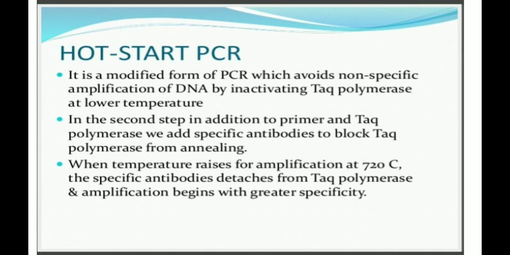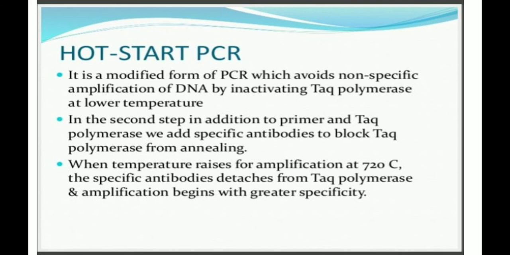म्हणजे ते काय करतात, ते अवॉइड करतात नॉन स्पेसिफिक ॲम्प्लिफिकेशन. Taq polymerase has a very important role, because it is useful to add the nucleotides to that primer, and by that you'll get the new strand, right? So what does hot start PCR do? They inactivate this Taq polymerase at lower temperature. And if you are inactivating that enzyme, ultimately it avoids the non-specific amplification of DNA. So that is an important thing.